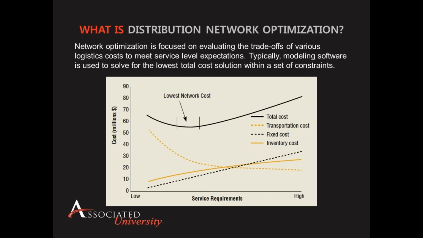As you can see on this graph here, in general, as you improve or increase your service requirements, you're adding additional DCs or nodes to your network, you're getting closer to your customers. Your transportation costs typically are going to come down, but that's going to be offset by increases in facility cost and increase in inventory costs. So again, the goal of optimization and building a model is to find the overall lowest cost of all of those components blended together.